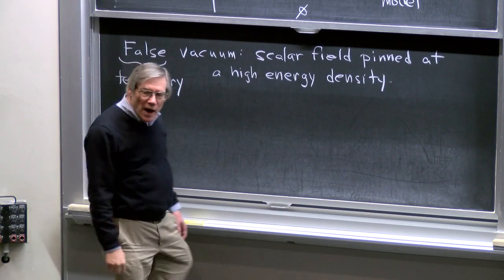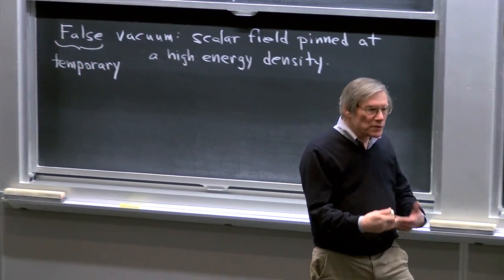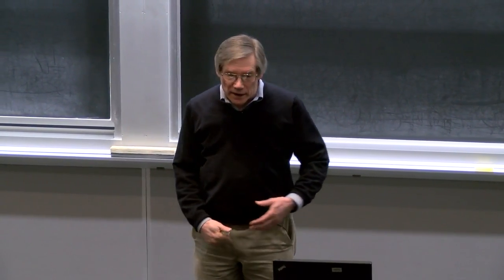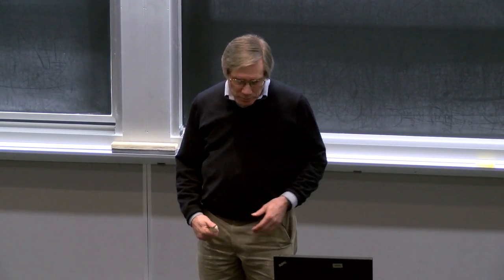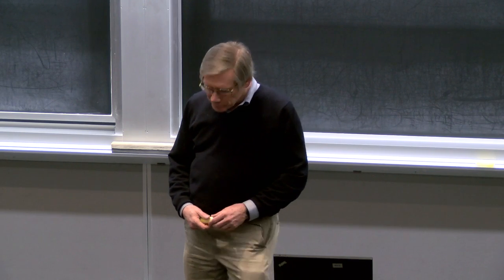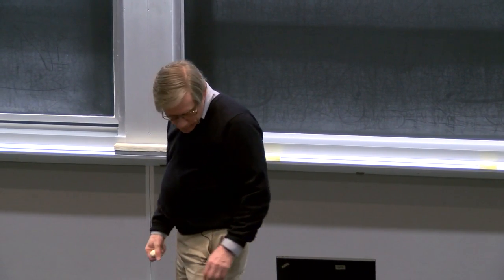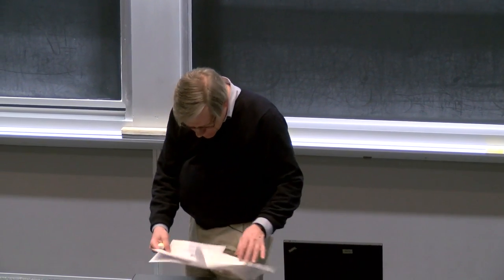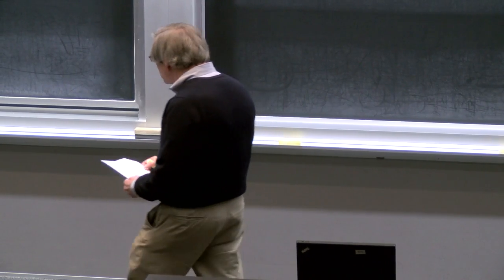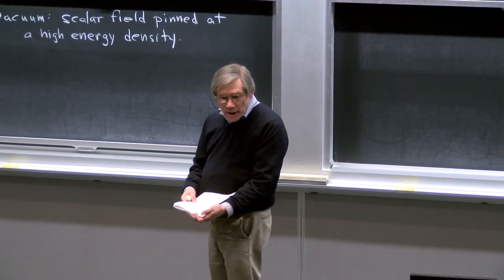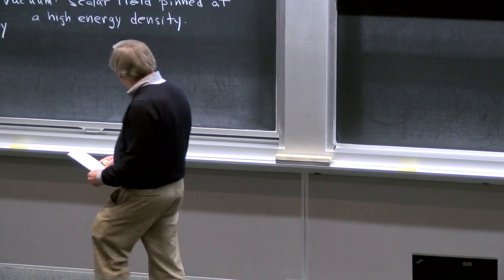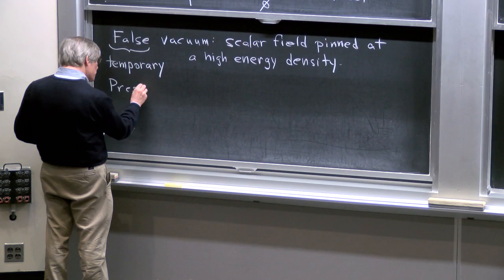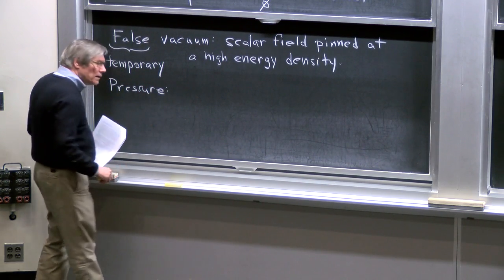These states are temporary vacuums, in that for some period of time, which is long by early universe standards, the energy density can't get any lower. So it's acting like a vacuum. Now, what are the consequences of that? The important consequence of that is that the pressure has to be large and negative, and in fact, equal to the negative of the energy density. And there are two ways we can convince ourselves of that.